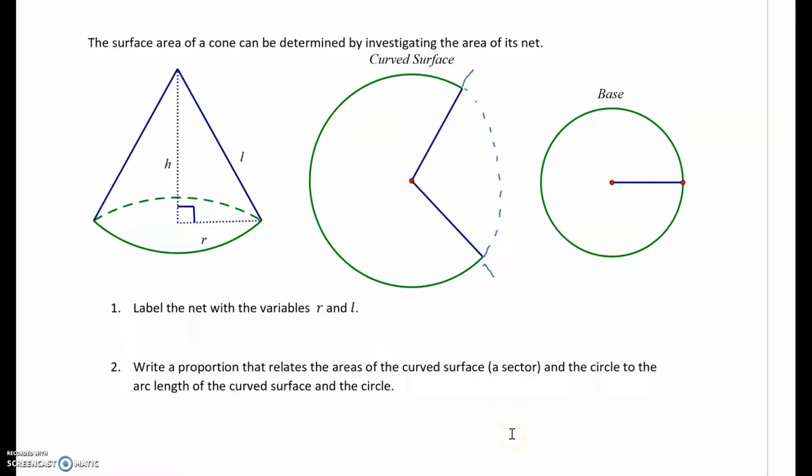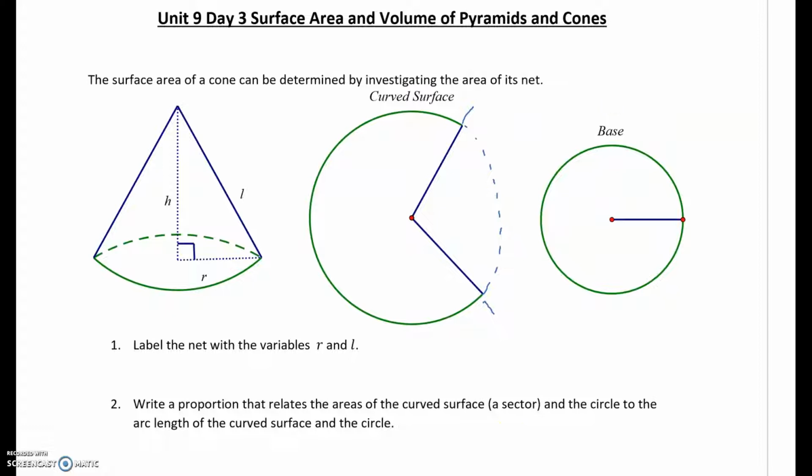Alright, so today we're taking a look at finding both the surface area and volume of pyramids and cones. We're going to focus today on the cone side of it, but we really can make an extension from this to pyramids pretty easily. So the first thing we're taking a look at is the net of a cone.